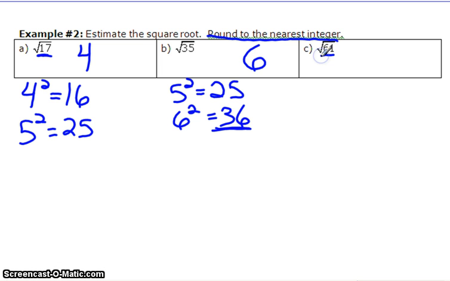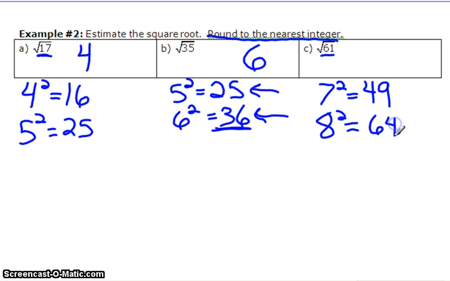Now 61. These aren't really close, the last ones we used, 25 and 36 to 61. So I'm going to go up another number. 7 squared equals 49. 7 times 7 is 49. I want to go up another one and see what 8 squared is. Well, 8 squared is 64. Well, 61 is in between these two numbers, but 61 is closer to 64, so 8 would be my estimate. Okay? So that is square roots, how we find a square root.